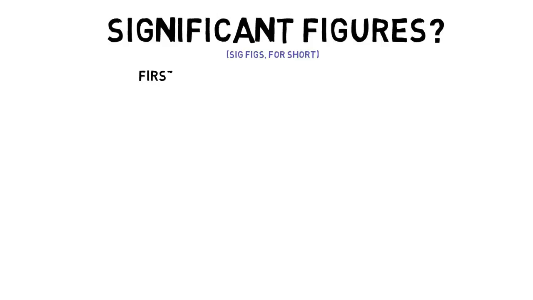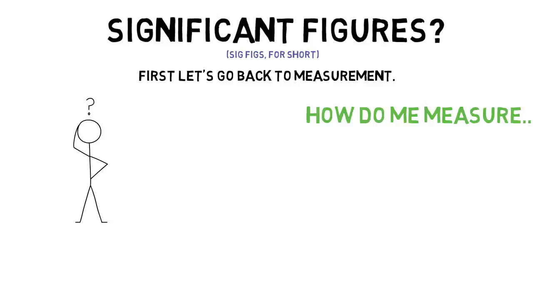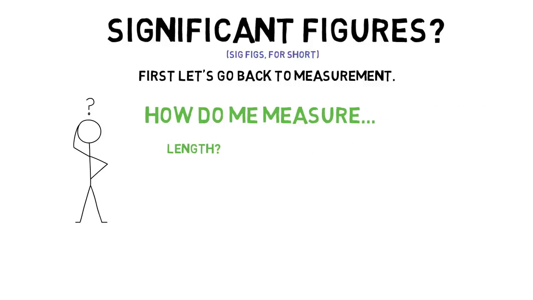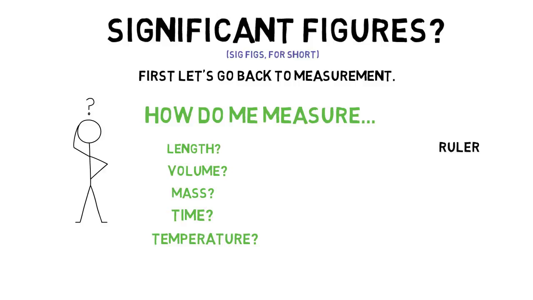Before we get into the nitty-gritty of sig figs, let's go back to the measurement. How do we measure anything? How do we measure length or volume or mass or time or temperature? What do you think? Go ahead and pause the video and think about this one for a minute. Length is a pretty easy one. We measure that with a ruler, right? And in chemistry, since we're using the metric system, our ruler will be in meters or centimeters, not inches.